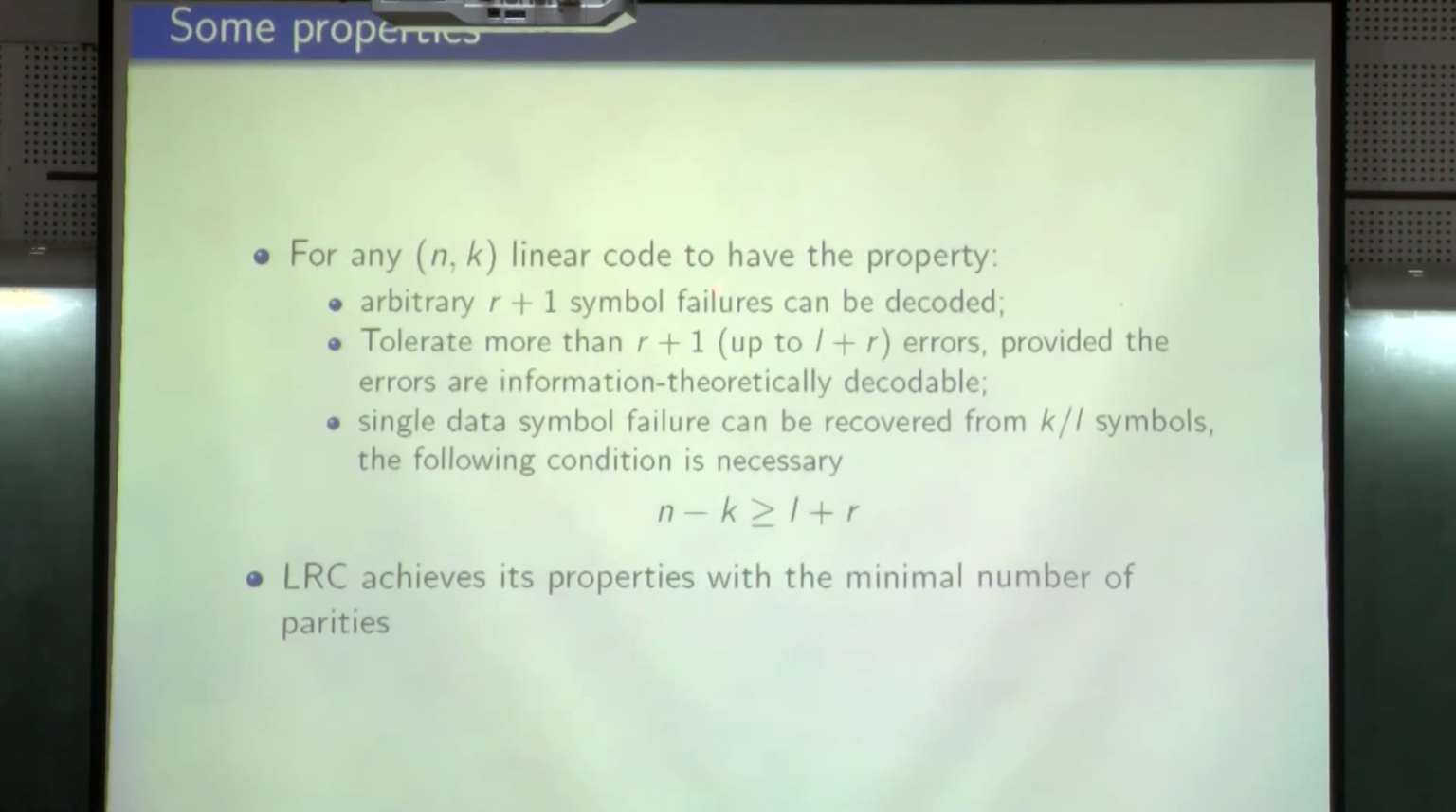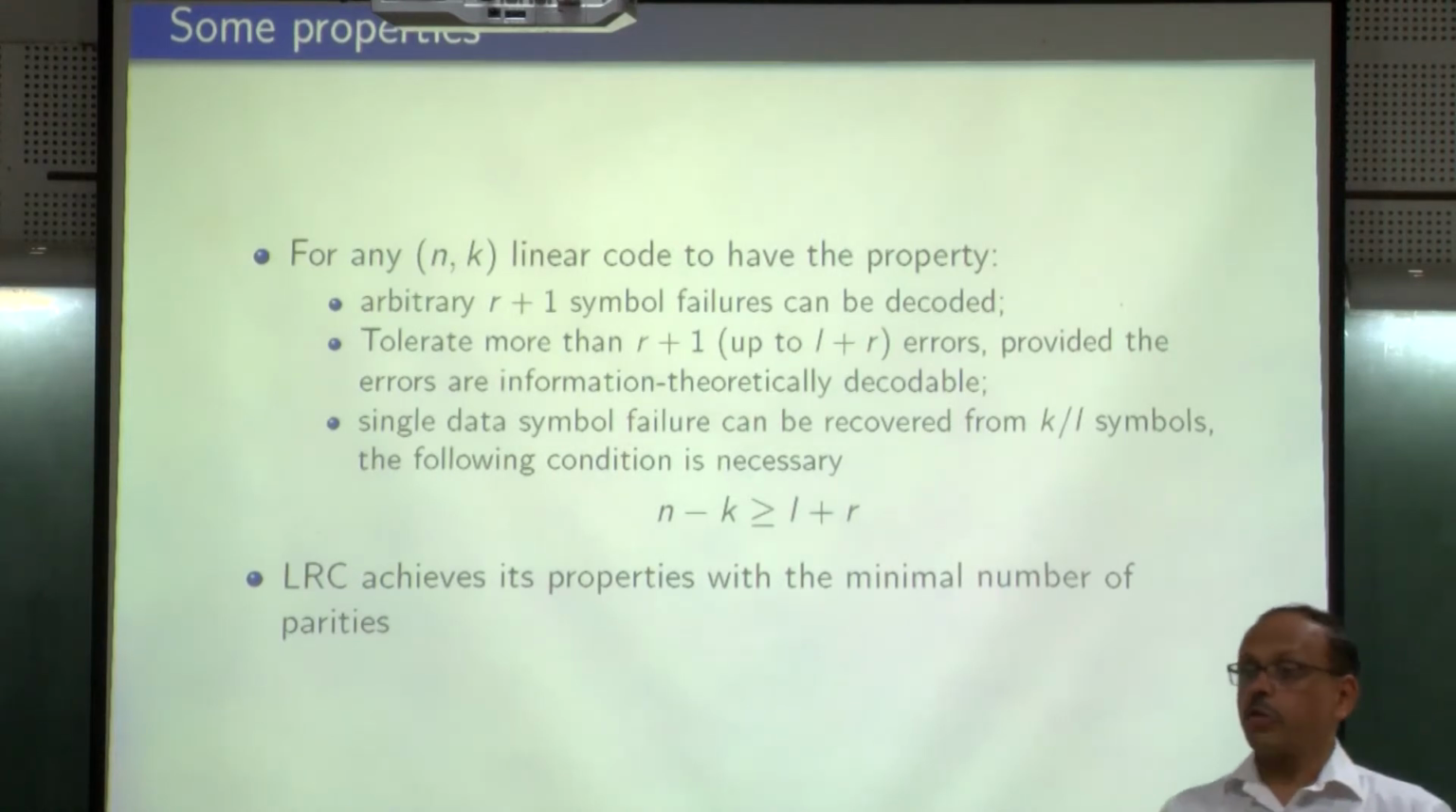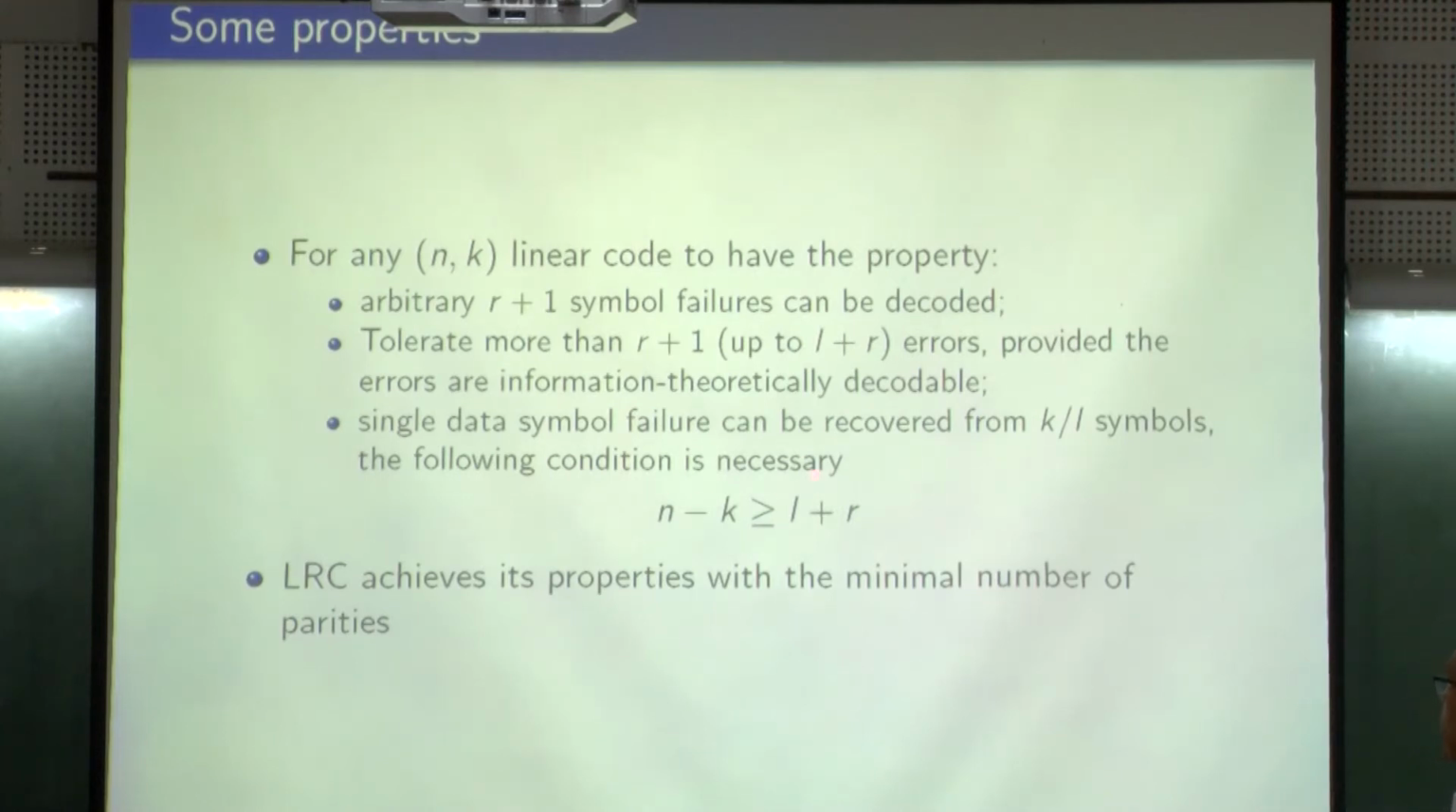So now, if you are asking for these requirements, we can formulate the problem: for an (n,k) linear code to have the property, arbitrary r plus 1 symbols must be decodable. You should be able to decode any r plus 1 symbols, because there are r global equations, and tolerate more than r plus 1 errors, provided the errors are information theoretically decodable. If it is possible to decode information theoretically, you should be able to decode. Now, a single data symbol failure can be recovered from k divided by L symbols, and the following condition is definitely a requirement: n minus k is L times r. So LRC achieves these properties with the minimal number of parities.